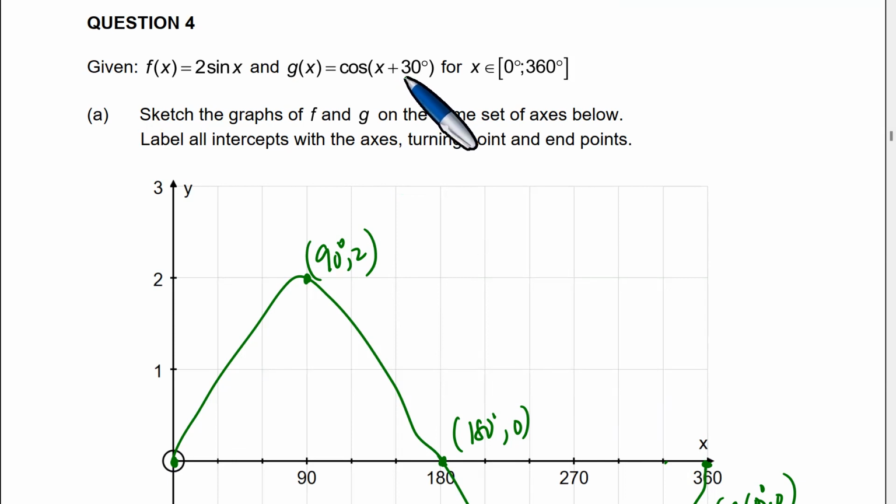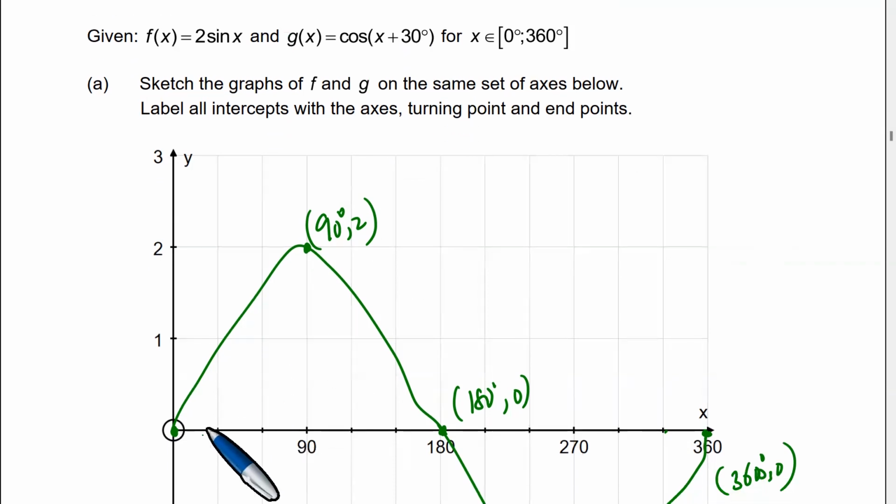So what do you do? The easiest one is at the origin. When x is 0, you put cosine of 0 plus 30. What is 0 plus 30? It's cosine 30. Cosine 30 is the square root of 3 over 2, which is 0.87. So at 0, it's going to be 0.87.